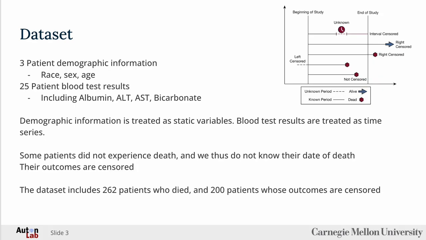We utilize 3 patient demographic information, including race, sex, and age, and 25 patient blood test results. Demographic information is treated as static variables. Blood test results are collected at different times during a patient's stay at the hospital, thus they are treated as time series. Some patients experience death when they are in hospital, and some patients did not experience death when they are in hospital, and we say the outcomes of these patients are censored, meaning that we do not know their actual outcomes when they leave the hospital. The dataset includes over 200 patients who died and 200 patients whose outcomes are censored.